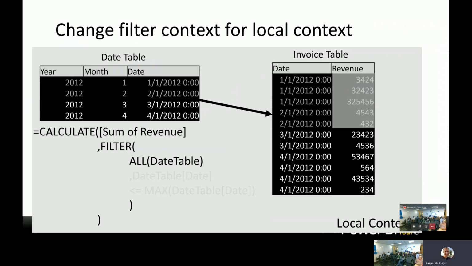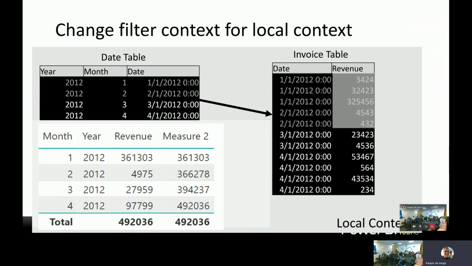Same thing I can do here, and again, sorry for the hard-to-read text. What we can see here is calculate sum of revenue, filter the entire date table where the date is smaller or equal to the max date table date. Now things get interesting, because what we're going to get is a running sum. I've told it to filter all rows in the date table where the date column is smaller or equal to the max of the date table date. The max date is determined from the filter context.